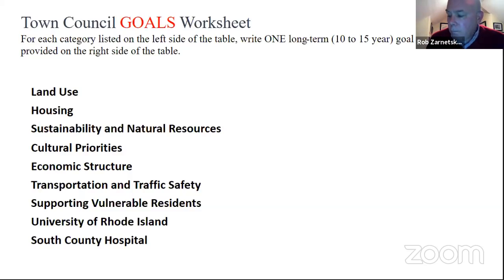Economic structure. What do we want the economy to do, produce, have? Now, we've got the prior discussion that I've got the notes on related to retail and essential services such as childcare, and there was one other. What else is there that we would like to see the economy produce?